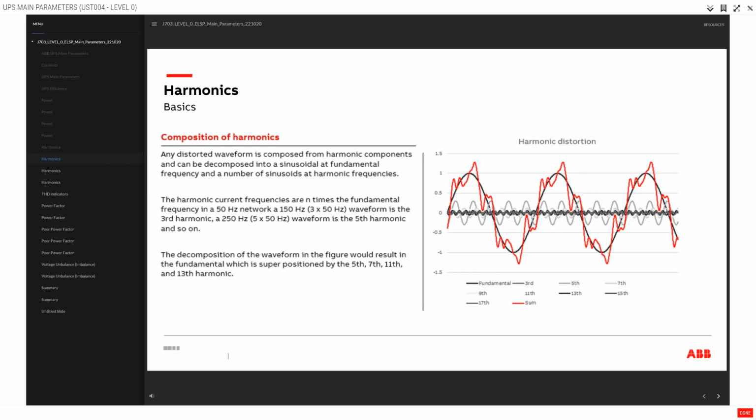Composition of harmonics. Any distorted waveform is composed from harmonic components and can be decomposed into a sinusoid at fundamental frequency and a number of sinusoids at harmonic frequencies. The harmonic current frequencies are n times the fundamental frequency. In a 50 Hz network, a 150 Hz, 3 by 50 Hz, waveform is the third harmonic, a 250 Hz, 5 by 50 Hz, waveform is the fifth harmonic and so on. The decomposition of the waveform in the figure would result in the fundamental, which is superpositioned by the 5th, 7th, 11th, and 13th harmonic.